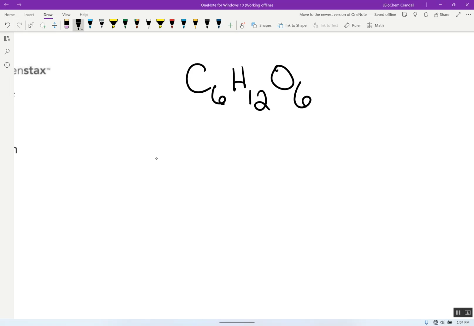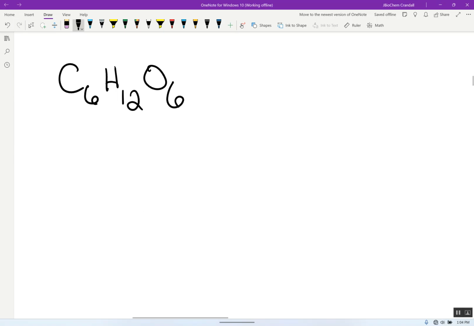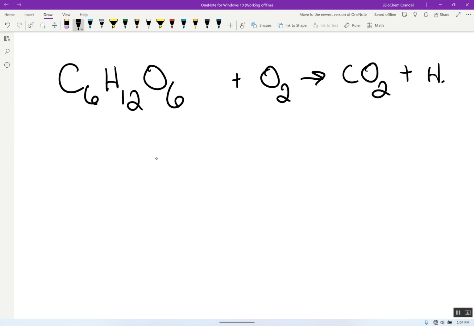C6H12O6. We mostly know it as glucose because that's what we talk about in biology as the molecule that provides us with the energy of ATP, right? So that's why we think of that. Or from cellular respiration: C6H12O6 plus O2 forms carbon dioxide and water.